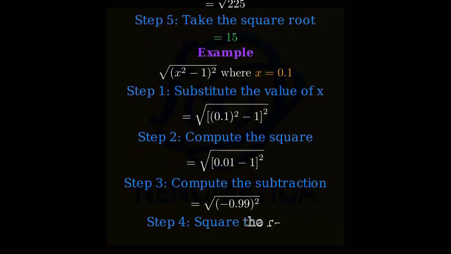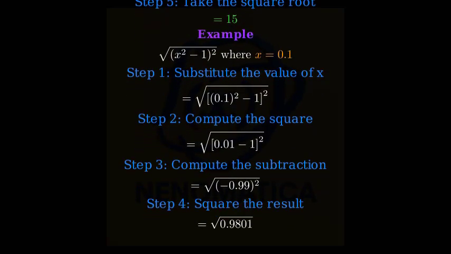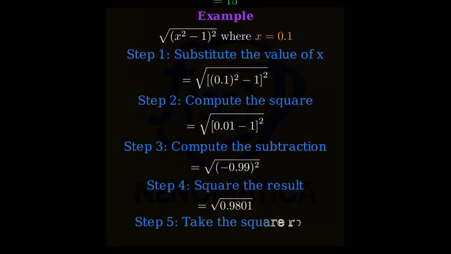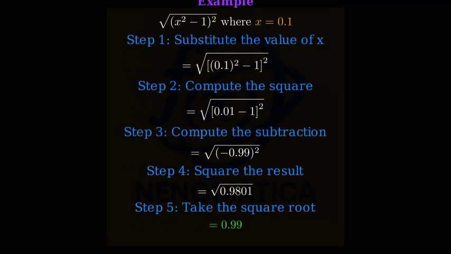Next, we square negative 0.99. Remember that squaring a negative number gives a positive result. So, negative 0.99 squared equals 0.9801. Finally, we take the square root of 0.9801, which gives us 0.99.